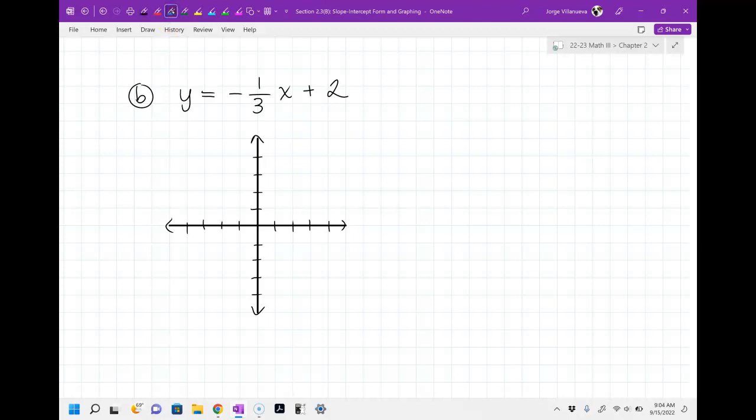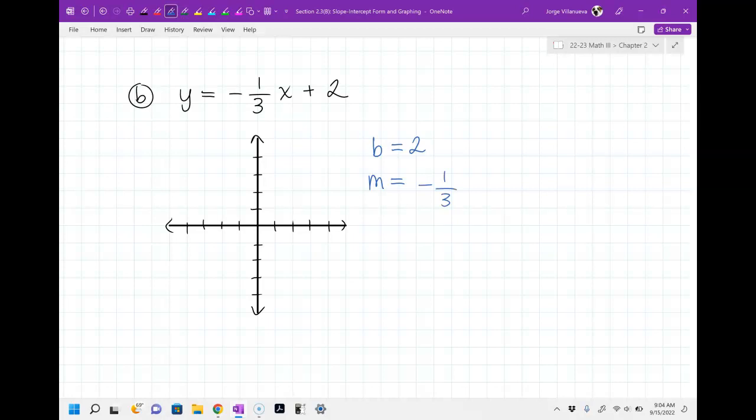What is my B value? Where do I begin? At 2. And then how do I move? Okay. Negative, so it's not 1 up, it's 1 down and 3 to the right. Okay? The negative tells you up or down. So the 1 is either going to go up or down. Since it's negative, it's 1 down and 3 to the right. So my slope is -1/3.